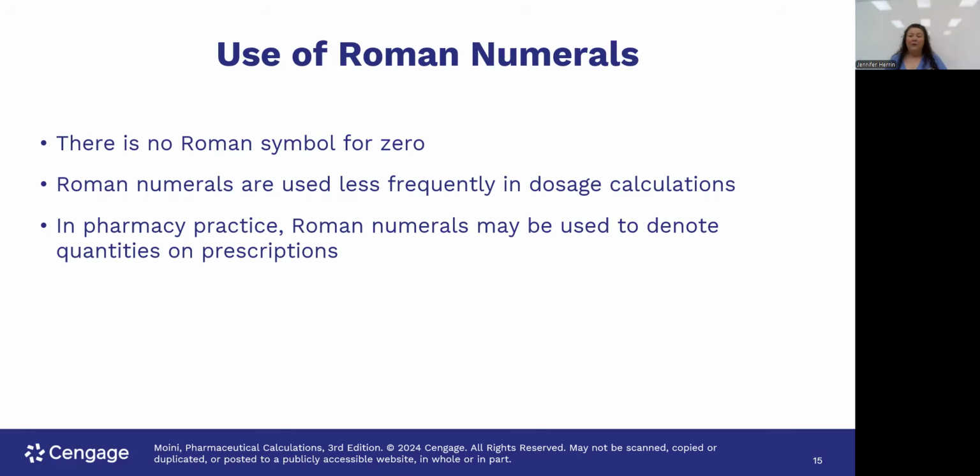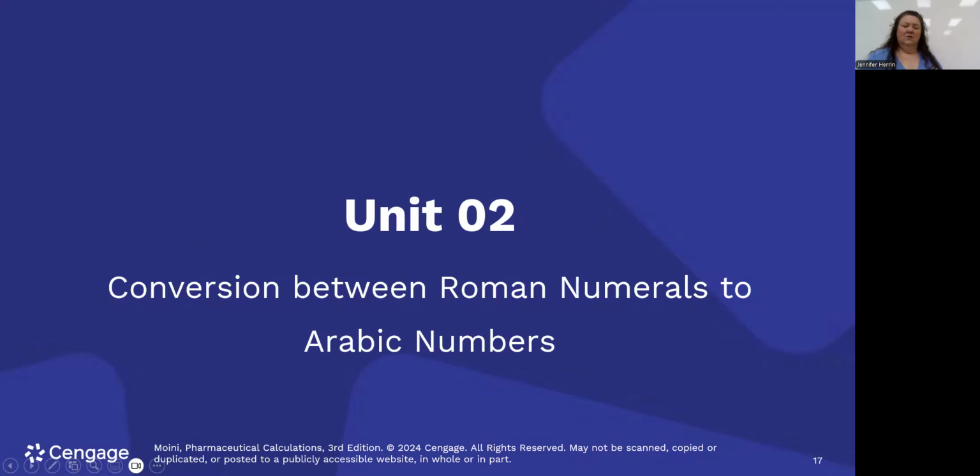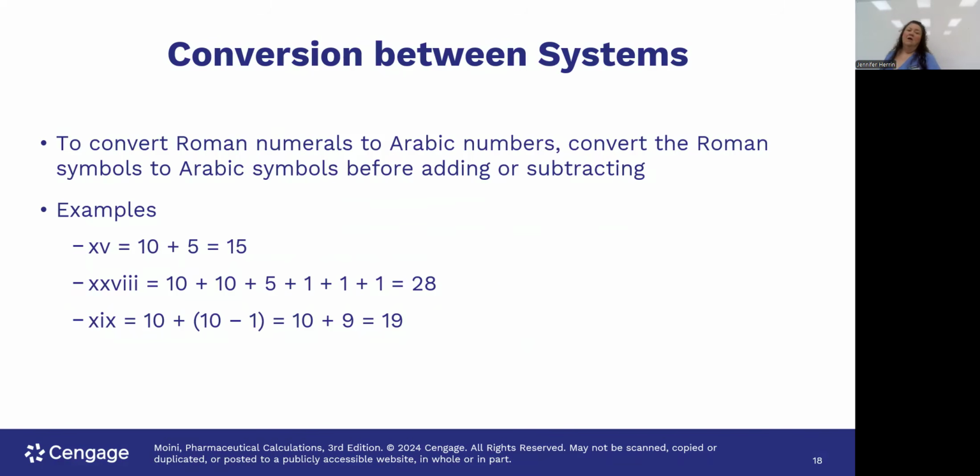I can also let you know that sometimes when we're talking about eye drops, ear drops, for some reason, when we talk about drops, the doctors want to default back to Roman numerals for drops. So usually if we're talking in terms of drops, you'll see Roman numerals, and you'll see Roman numerals listed for patient quantities. So here they give us to convert Roman numerals to Arabic numbers, convert the Roman symbols to Arabic symbols or numbers before adding or subtracting.